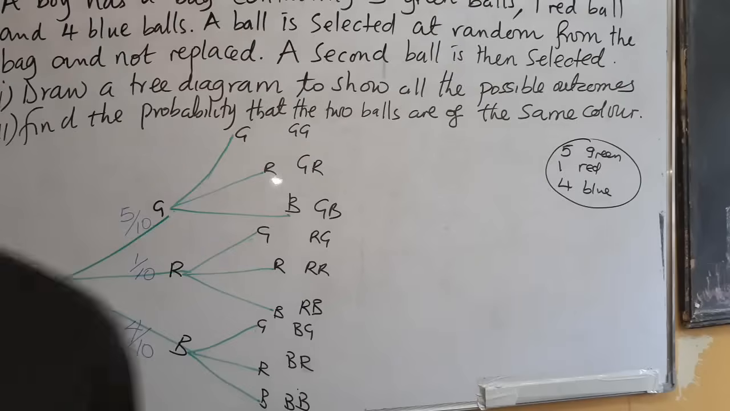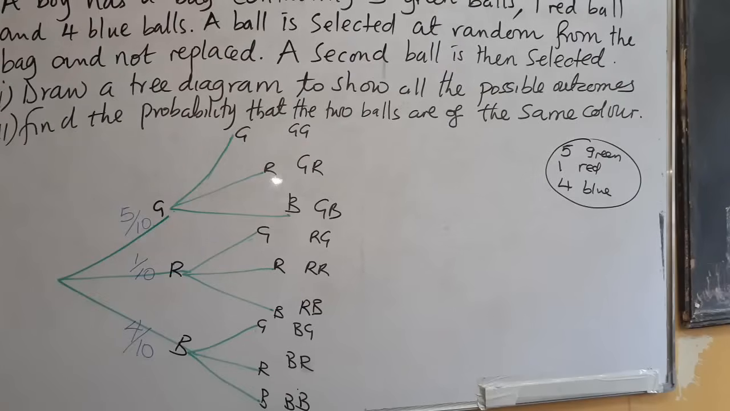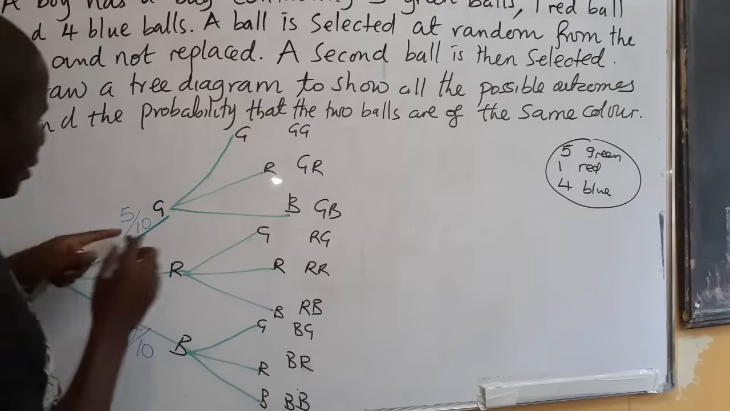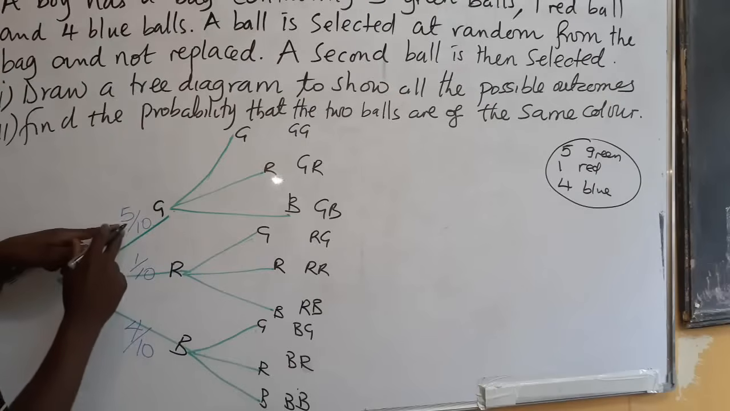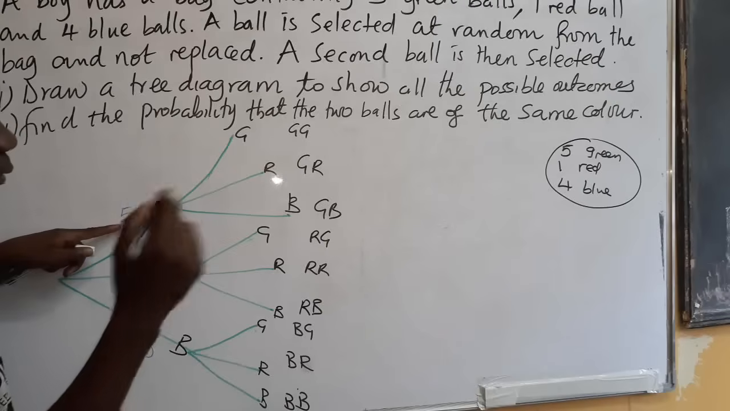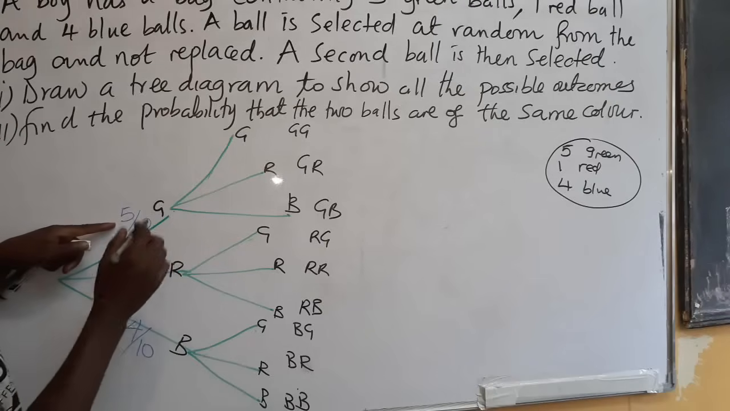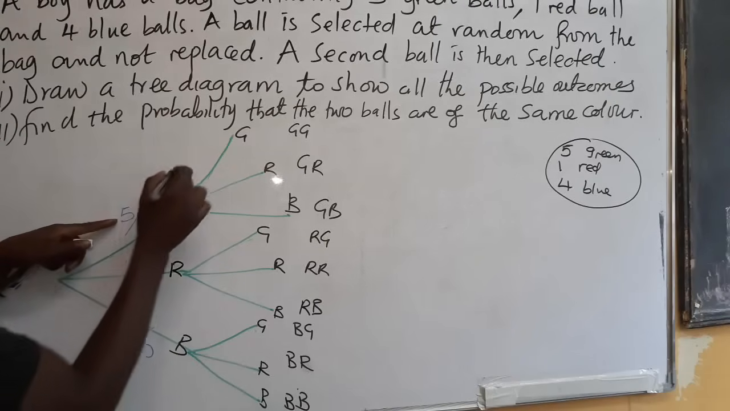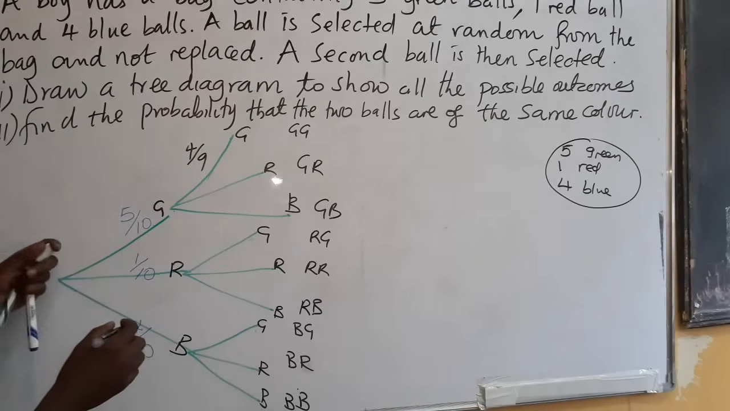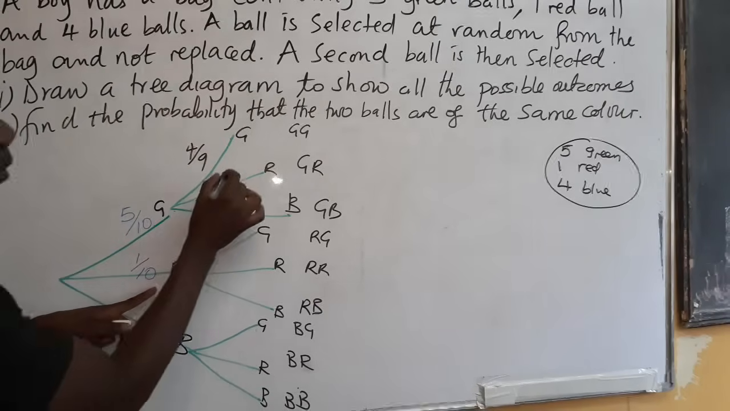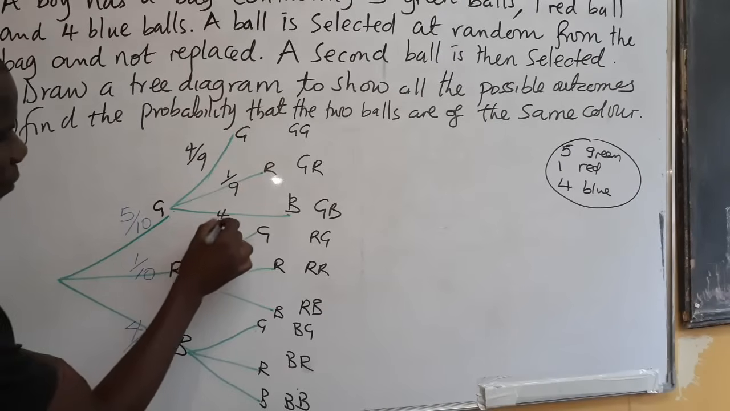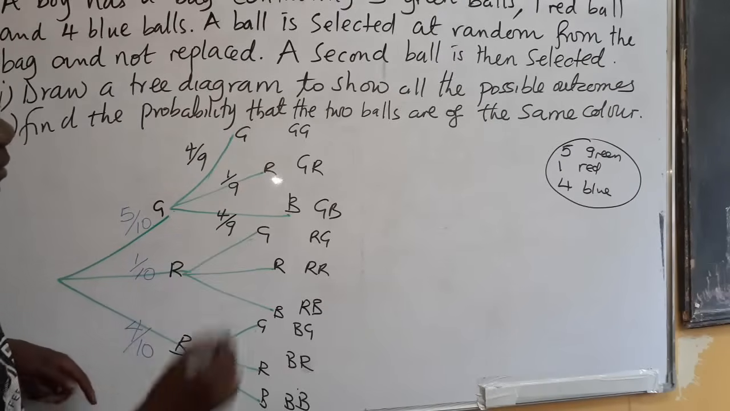Is this okay? So if the first one that was drawn is green, what is the probability that the second one will be green also? The green will reduce from 5 to 4 over 9. Then this one will still be 1 over 9, and this one will still be 4 over 9.